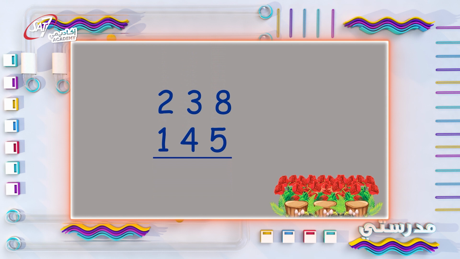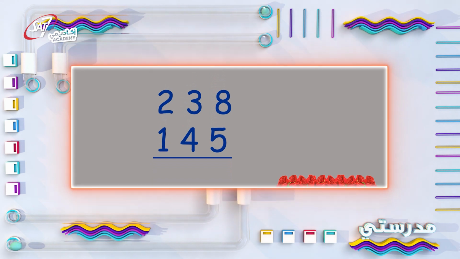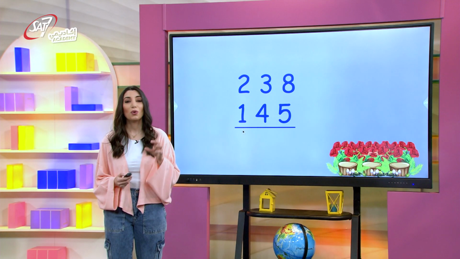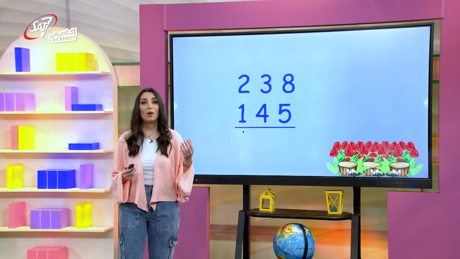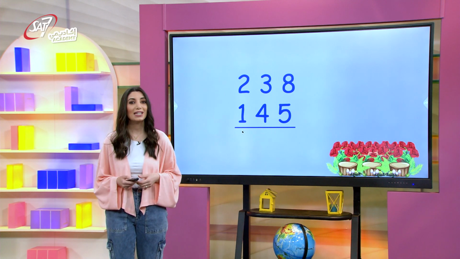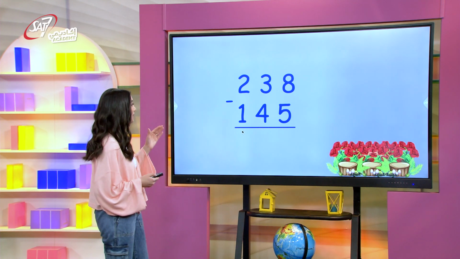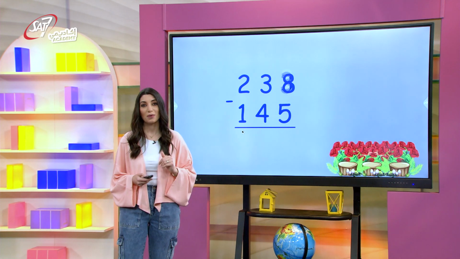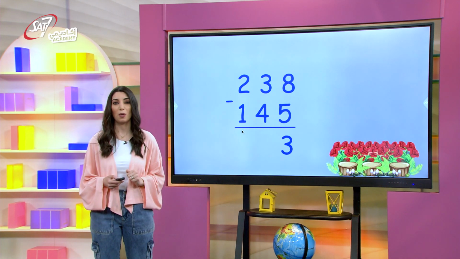How many were left in the garden? There were 238 roses in total, and 145 were taken away. To know how many roses are left, we need to subtract. 8 minus 5 is 3. More on top, no need to stop.